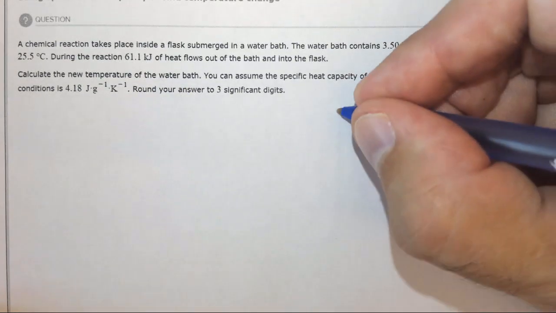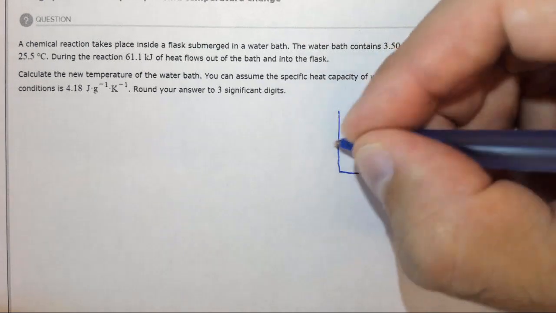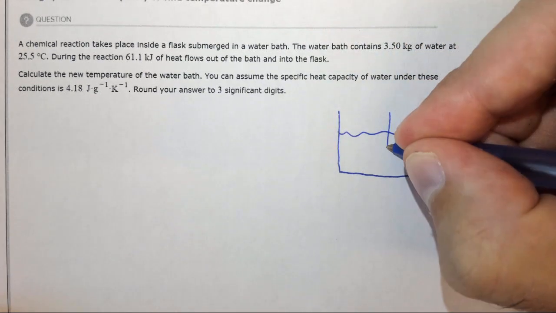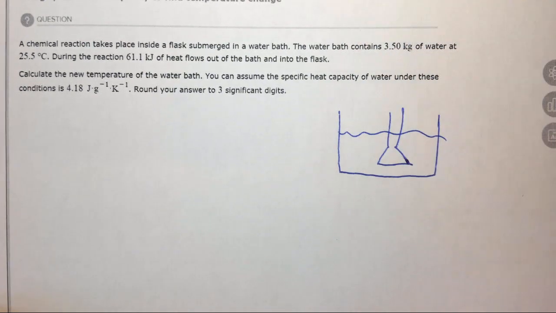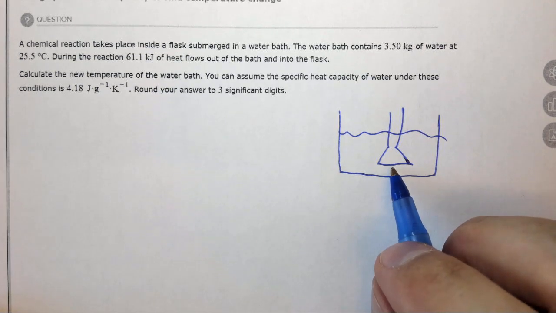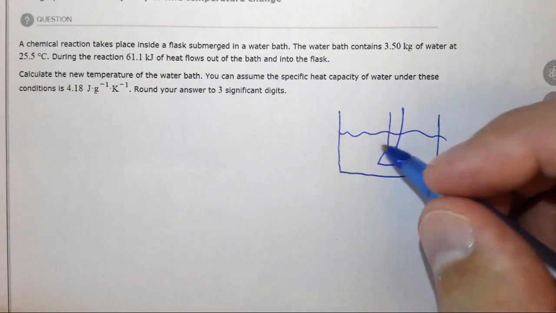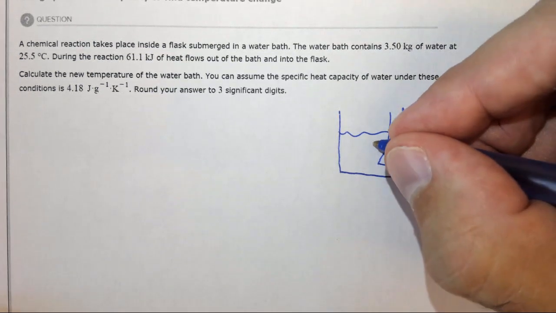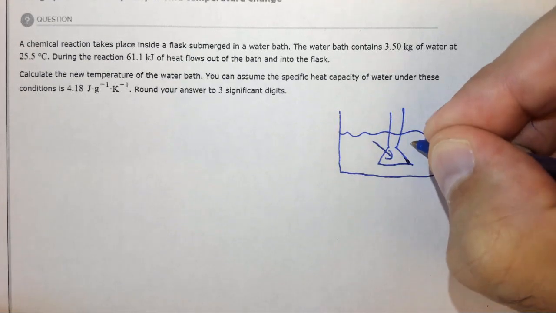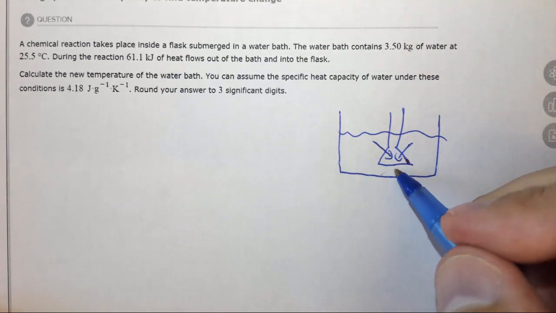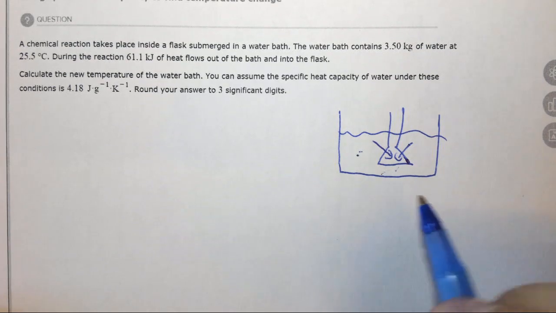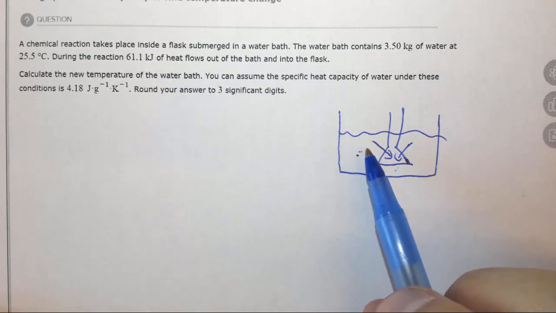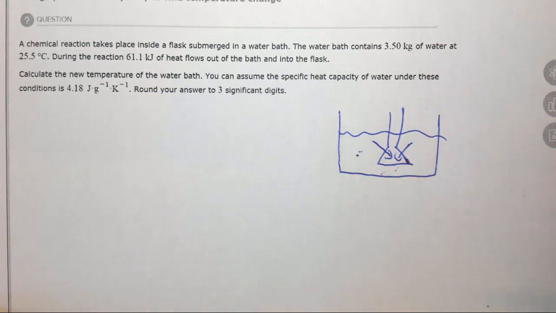So essentially what we have is a water bath, and inside of the water bath we have some kind of reaction flask. The reaction inside of this flask is endothermic, so heat flows from the water bath into the flask. So the temperature of the water has to decrease, because if heat flows out, the water must get colder.